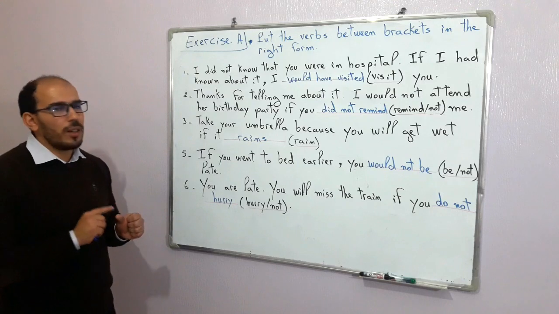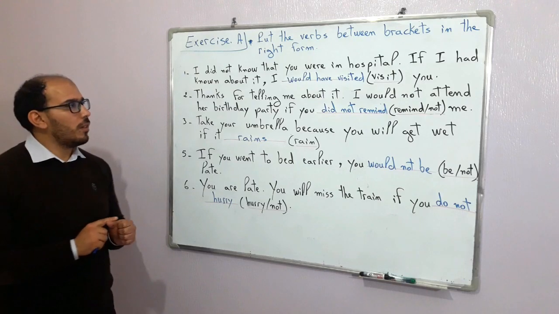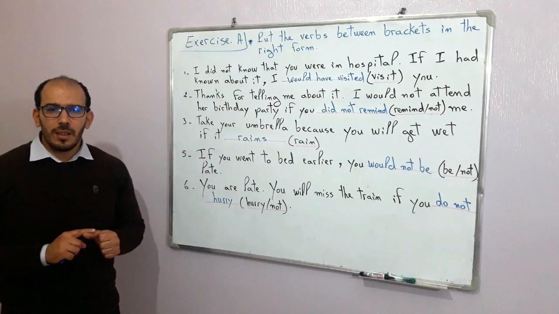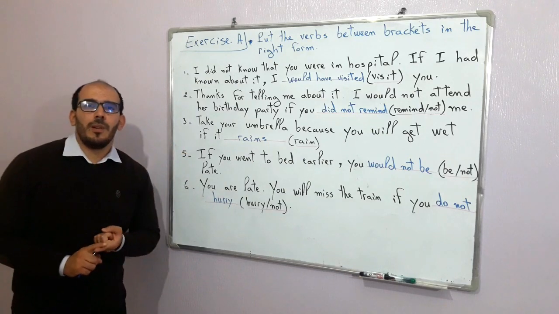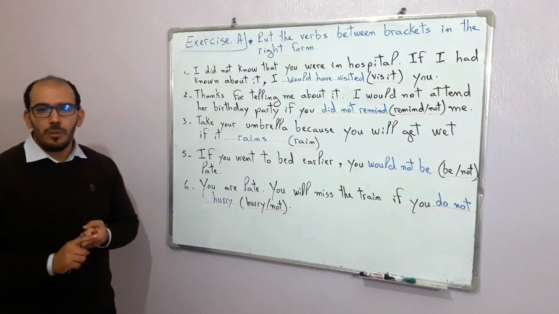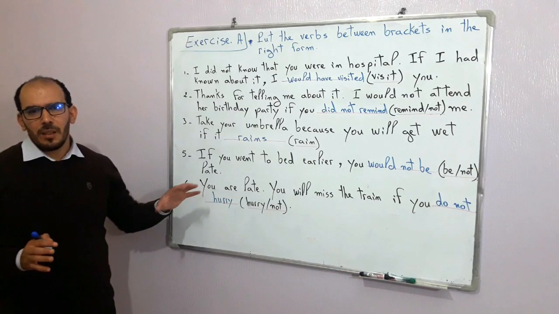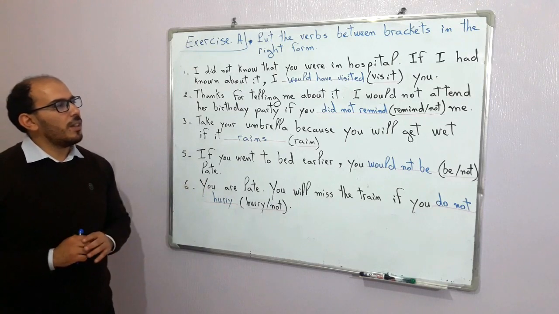So this is how we answer this kind of exercise. The first thing, I try to find out the tense of the sentence. And when I know the tense of the sentence, I know which type I should use, type 1 or type 2 or type 3. And of course, type 0 is an exception. It is very limited.